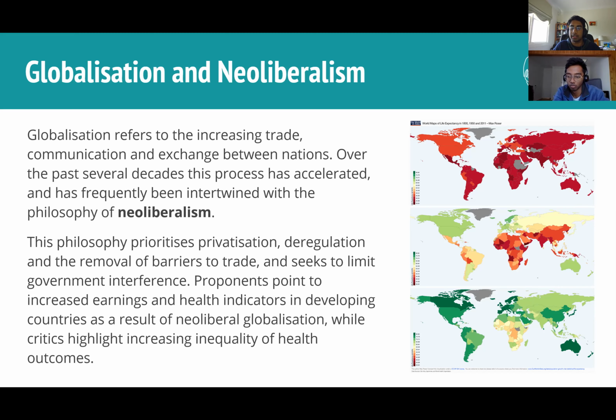But we also have critics of the process who point out that there's increasing health disparity between countries, and so the benefits aren't actually shared equally necessarily, and we also have issues with exploitation and whatnot.